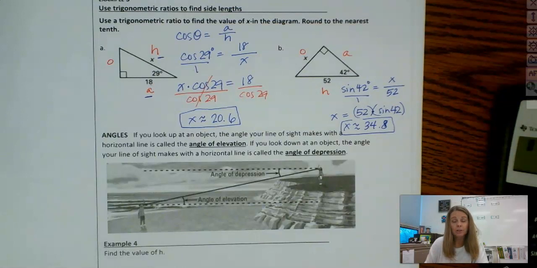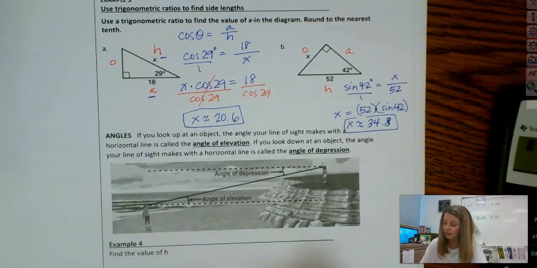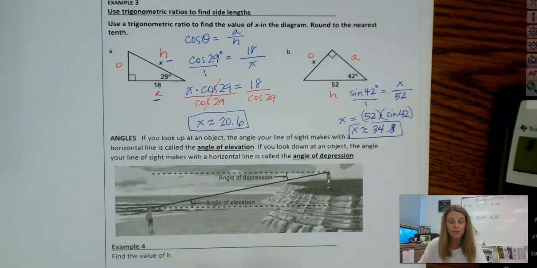I'm going to end this video, and then I'm going to come back and talk about angle of elevation, and then we just have one more example I'm going to have us look at.